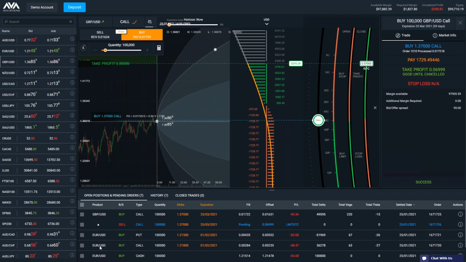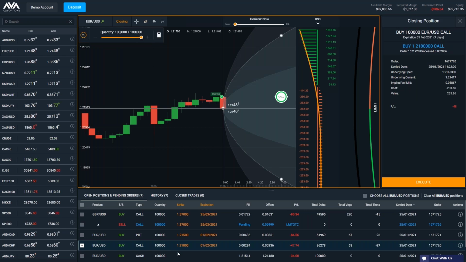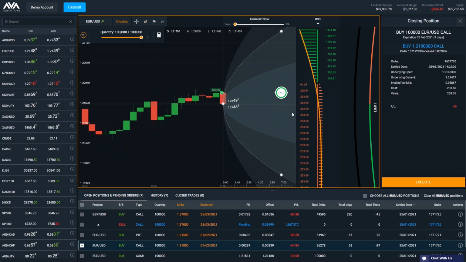Let's say I want to close this position. This is my Eurodollar call in 100,000. I bought a call. It's currently losing $50, but I want to close it. I just choose it. It populates in the upper screen. I cannot change the strike now because it's an existing position. I could add a limit order to it, but I don't want to. I just want to close the position. Execute. That trade is closed, and you'll see it's going to disappear from my open positions in a moment.